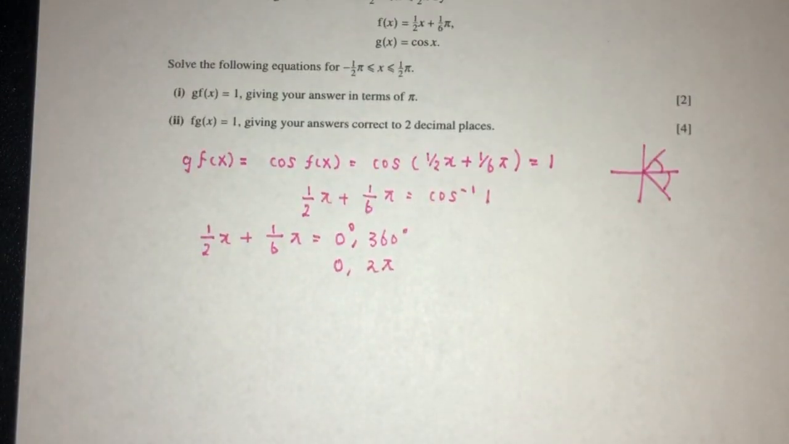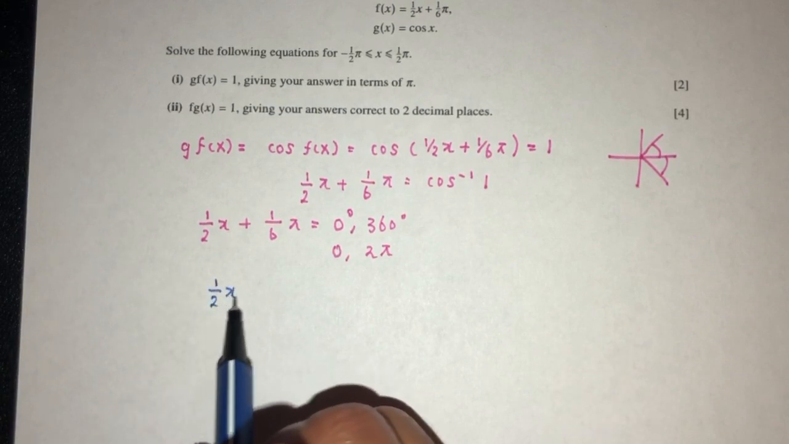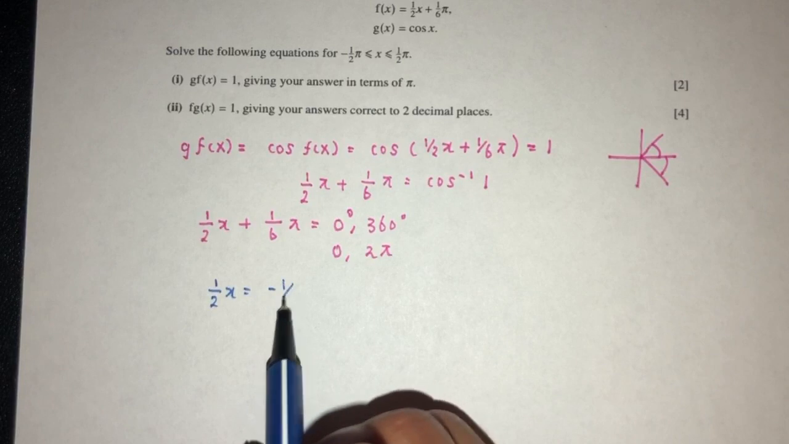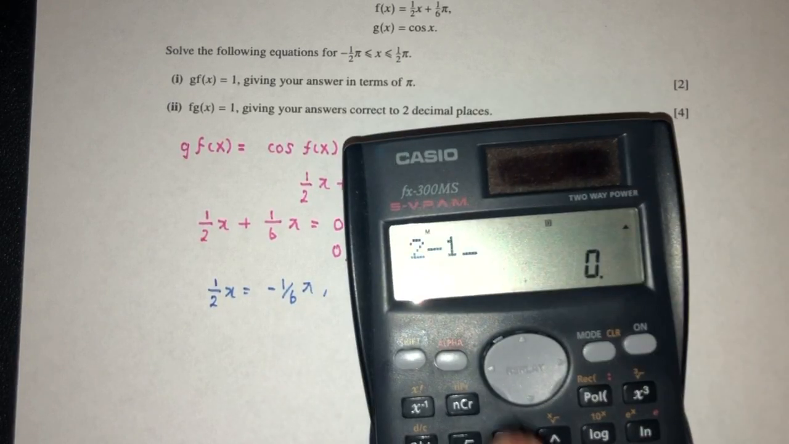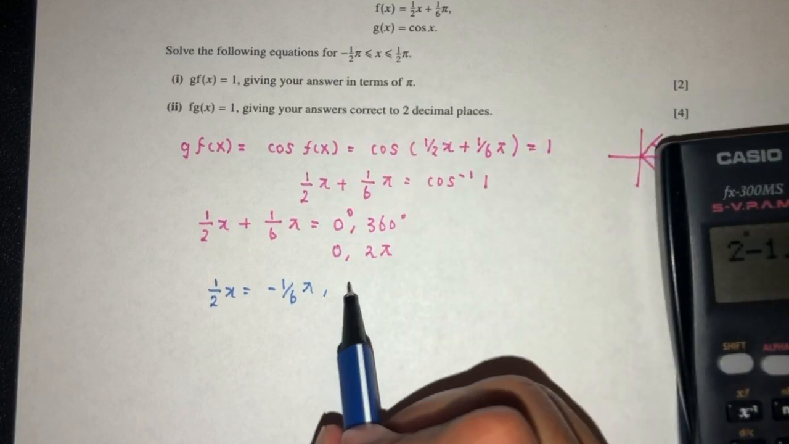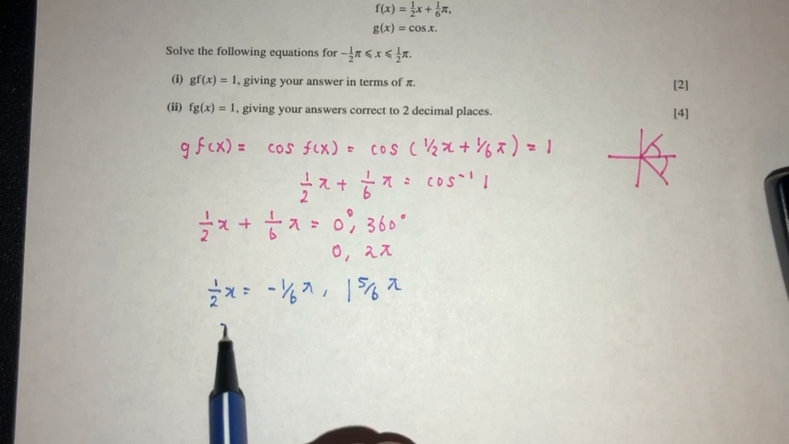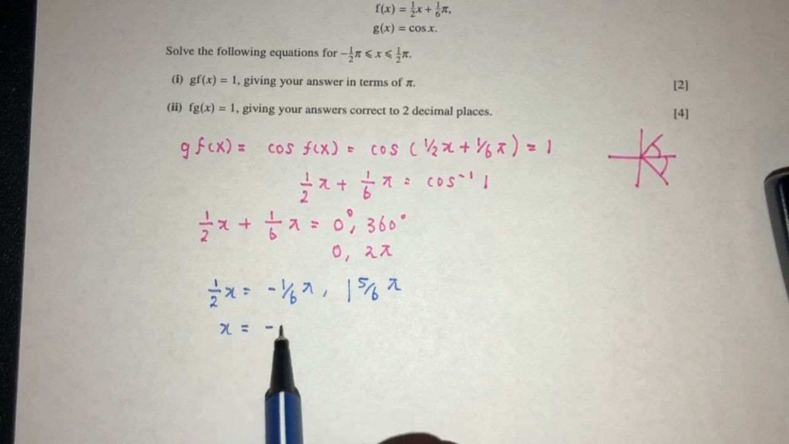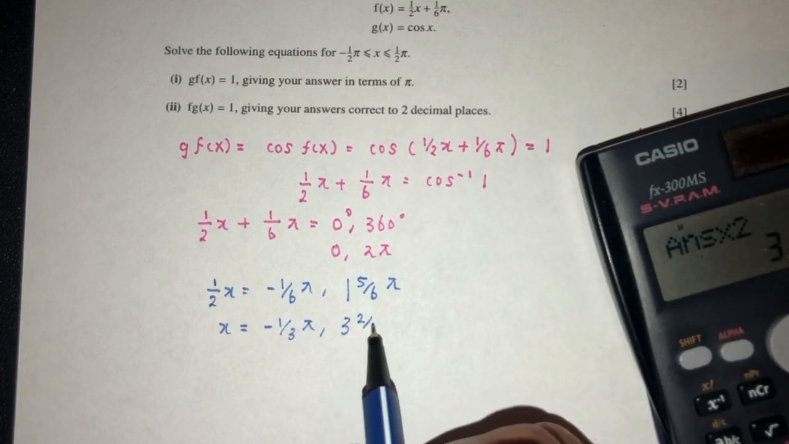Now we have to solve for the value of x, obviously. So half x will be minus 1 over 6 pi, and then here will be 2 pi minus 1 over 6 pi, that should be 5 over 6 pi. So x will be what? Multiplied by 2, that should be minus 1 over 3 pi, and times 2, that should be 5 over 3 pi.